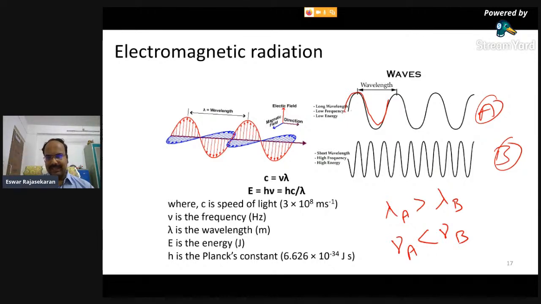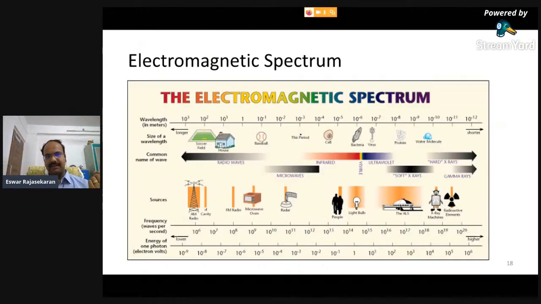Starting from this point, going to a peak, coming to a trough, and then again coming to zero, this is one full cycle. So what distance does it cover? Essentially, if the frequency is more, the energy content of the wave is more. This also we would have studied in our physical science classes. So what exactly is the electromagnetic spectrum?